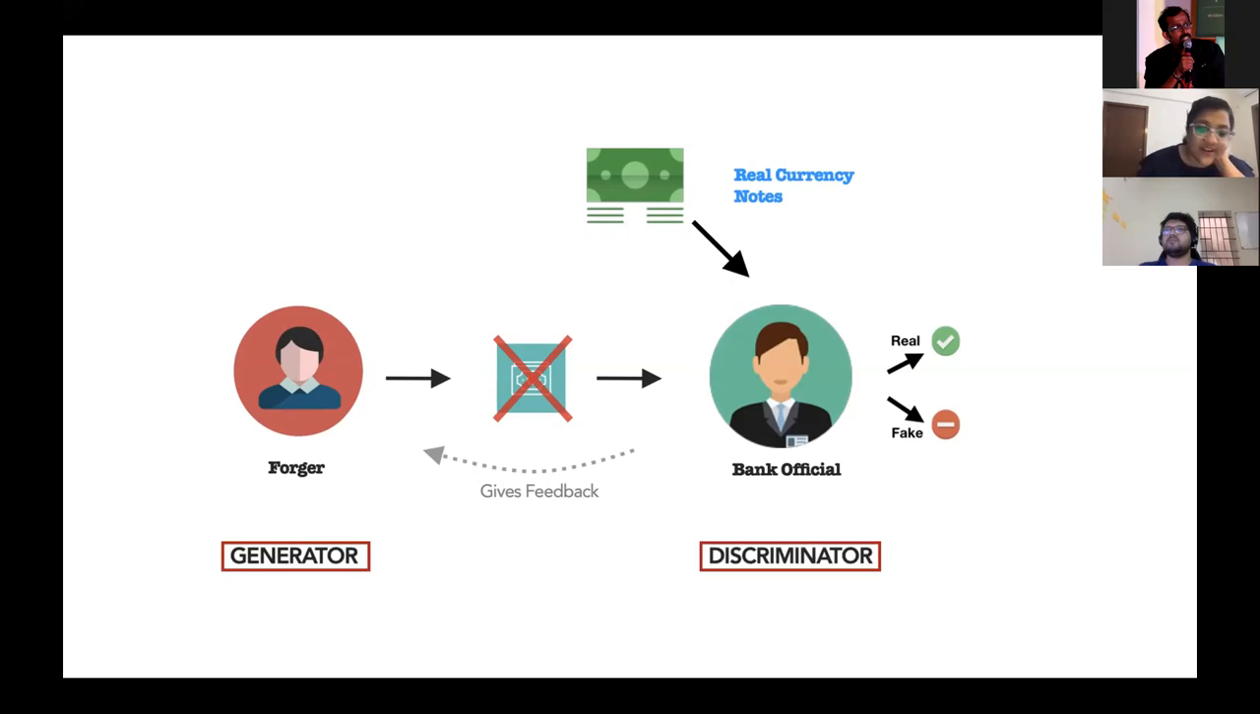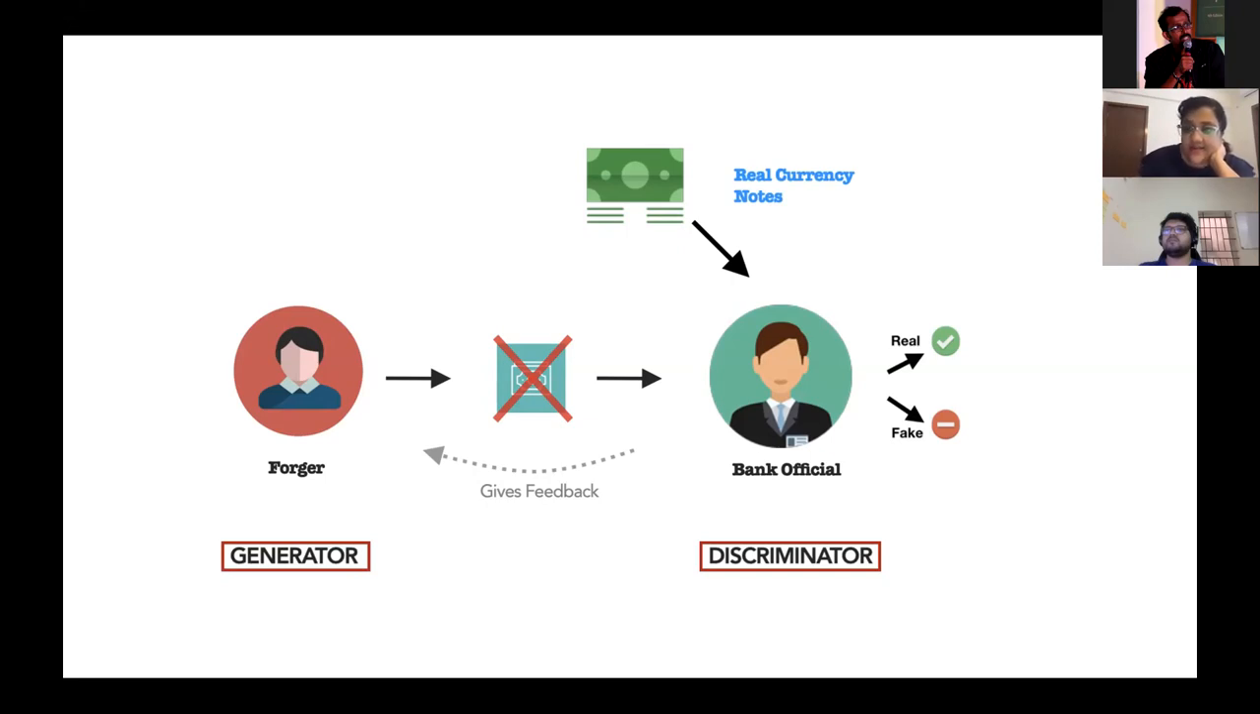So what this generator network does is, it doesn't know what it has to generate. It just generates noise. Not even an image, right? Whatever. An image is basically a matrix. So basically it puts together some matrix and sends it across to the discriminator.